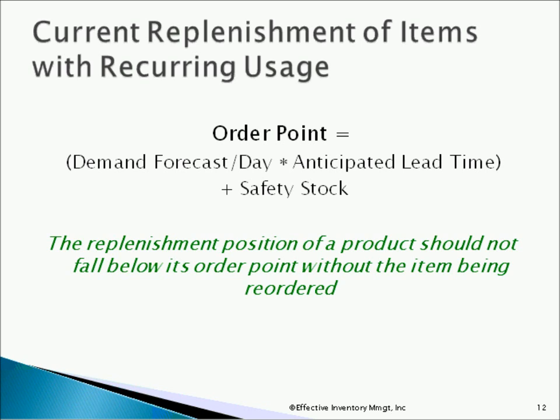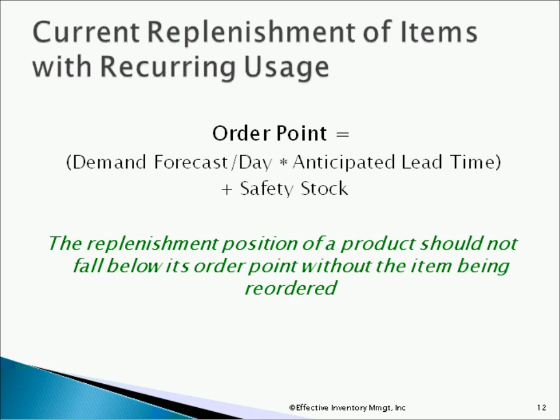Okay? The order point for our first minimum quantity is equal to our forecast demand per day times the lead time. That is, how many are we going to sell times the amount of time it's going to take us to get that product from our vendor. Now, let's just stop right there. If I were to sell 2 pieces a day, that's my demand forecast, and I had a lead time of, say, 7 days. 2 times 7 is 14 pieces.